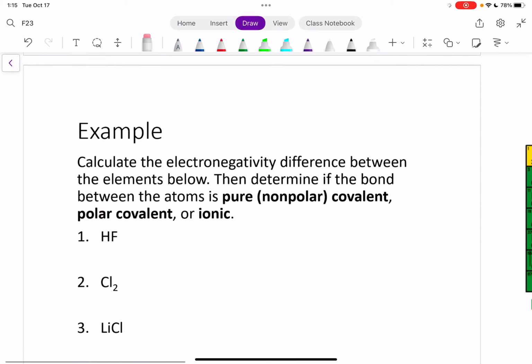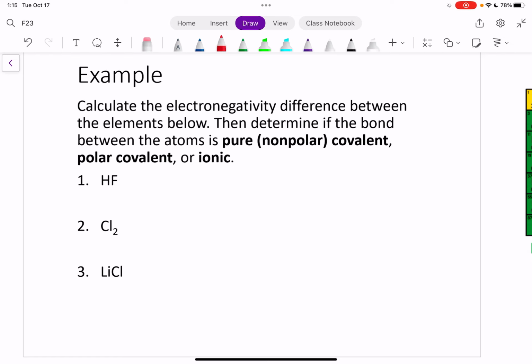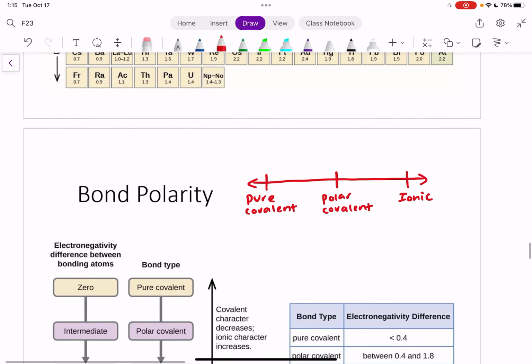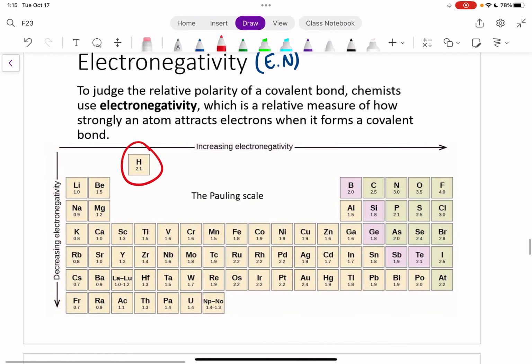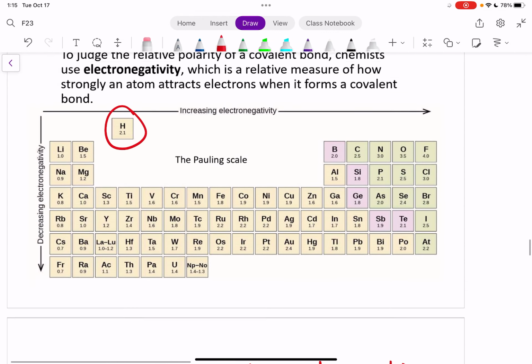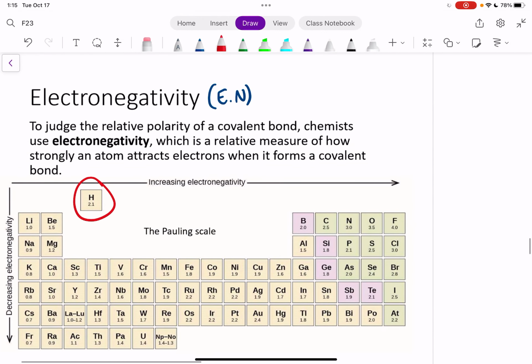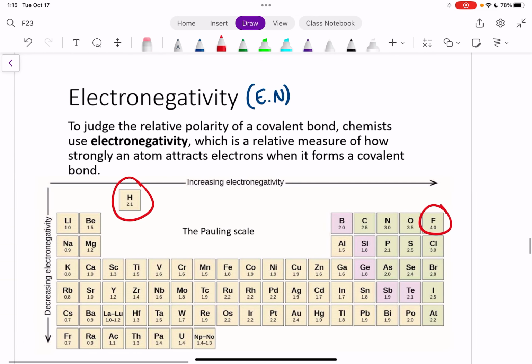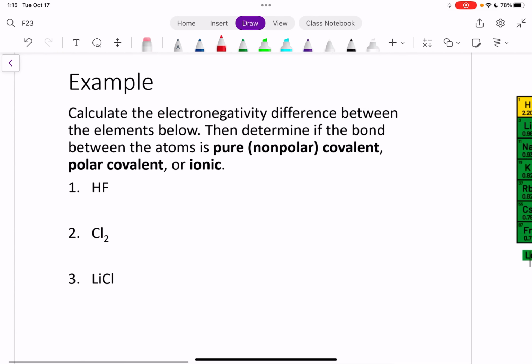So let's try this out with some examples, and we'll do these together first. We've got hydrogen and fluorine. First, I want to look at these two on my electronegativity chart and see what their electronegativity values are. For hydrogen, we've got an electronegativity value of 2.1, and for fluorine, we've got an electronegativity value of 4.0. So 2.1 and 4.0.